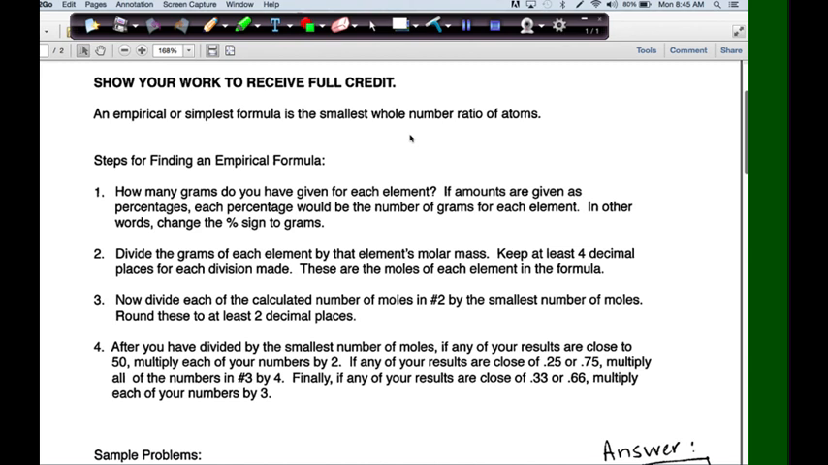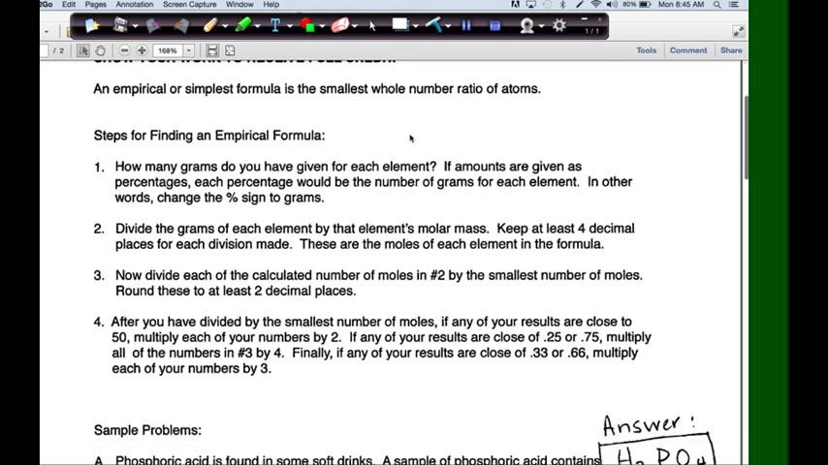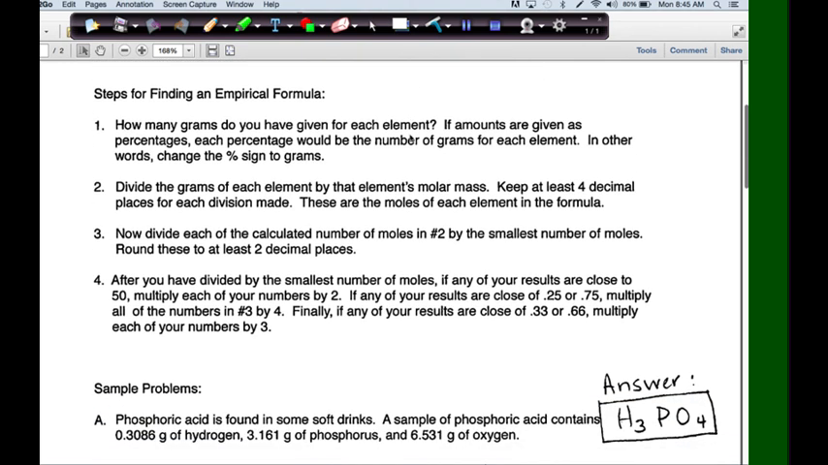The first thing you're going to do when you approach a simplest formula problem is you're going to usually be given, like in problem A, the grams or the percentages of the elements in a particular formula. So in the case of sample problem A, this formula is composed of hydrogen, phosphorus, and oxygen. Your goal is to find the formula that contains those three elements.